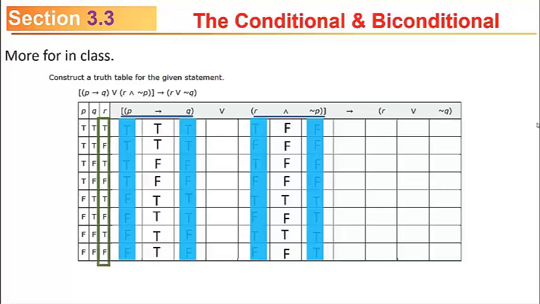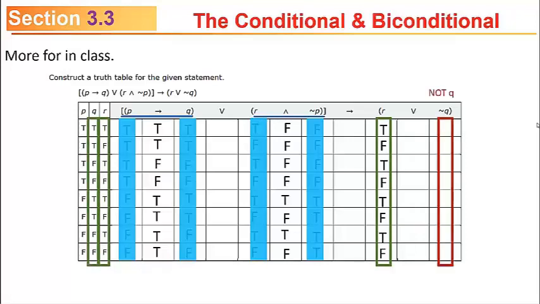And as I move across, I see that there's another R column, so I'll move those R's over. And I see there's a not Q column, so I'll take the Q column from the far left and change all the values to the opposites. All the trues become false and all the falses become true.